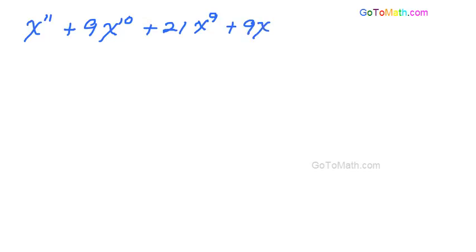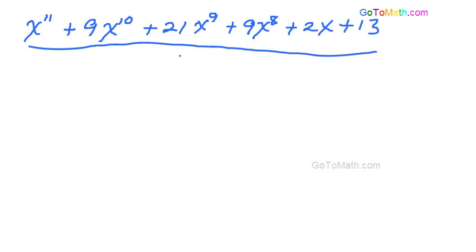Okay, let me spend 15 minutes writing this out. We got x to the 11th plus 9x to the 10th plus 21x to the 9th, plus 9x to the 8th, plus 2x, plus 13, divided by x plus 3. Okay, so this is the problem.